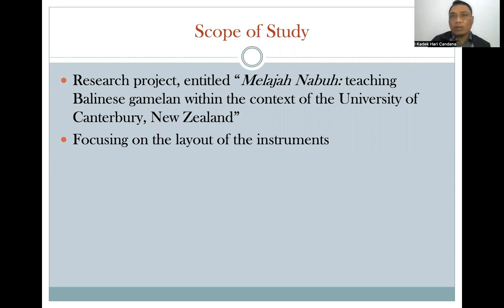This morning, I will focus on how the layout of instruments affects the process of learning and performing. I have not located any other literature on this topic, and the terminology and concepts used have been developed for the purpose of my research. Before I continue to the next slide, I would like to explain briefly about the Balinese Gamelan Gong Kebiar.